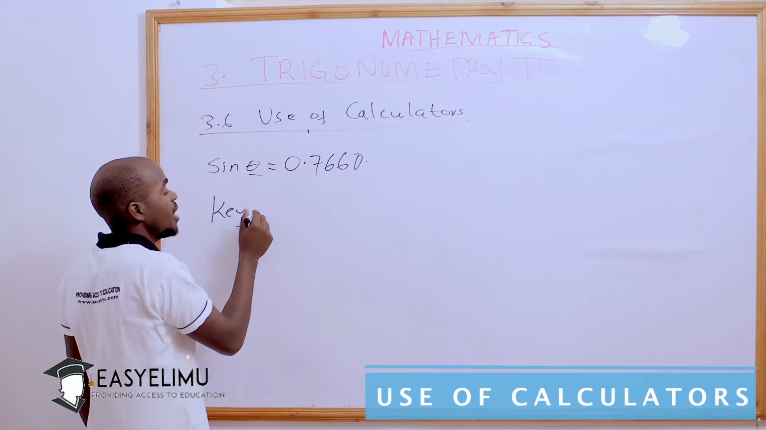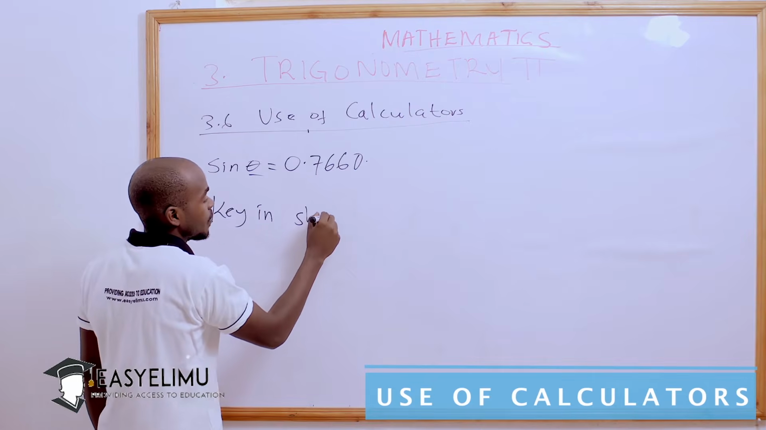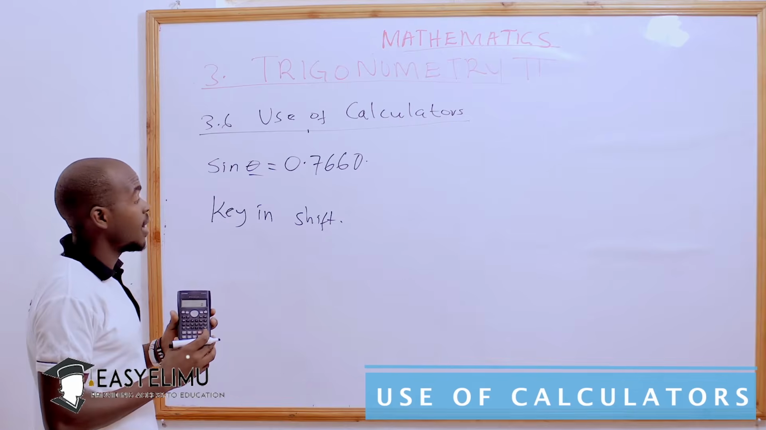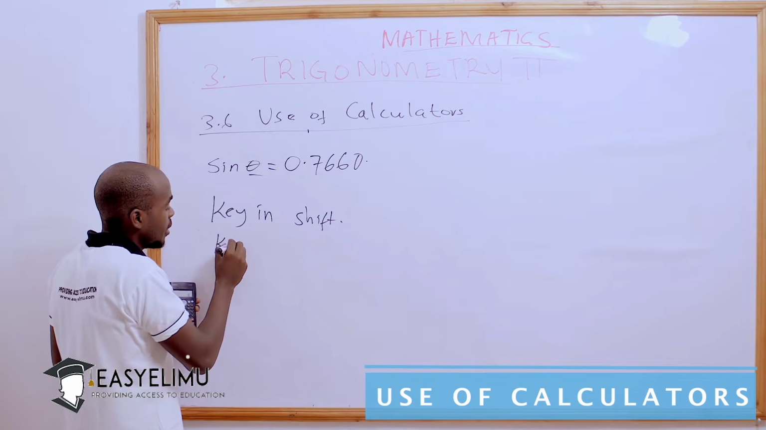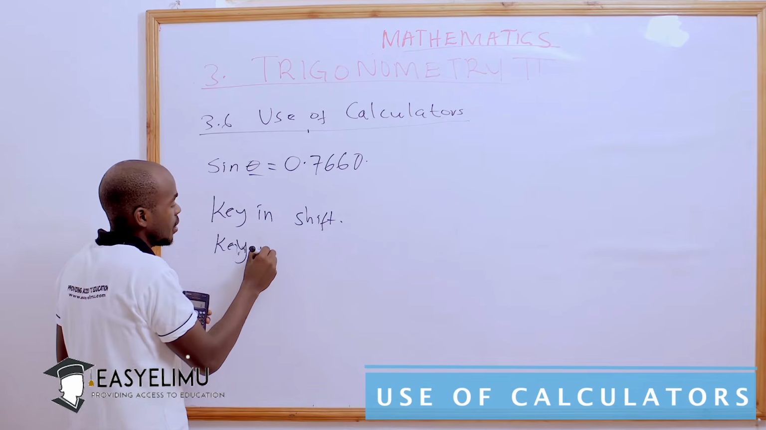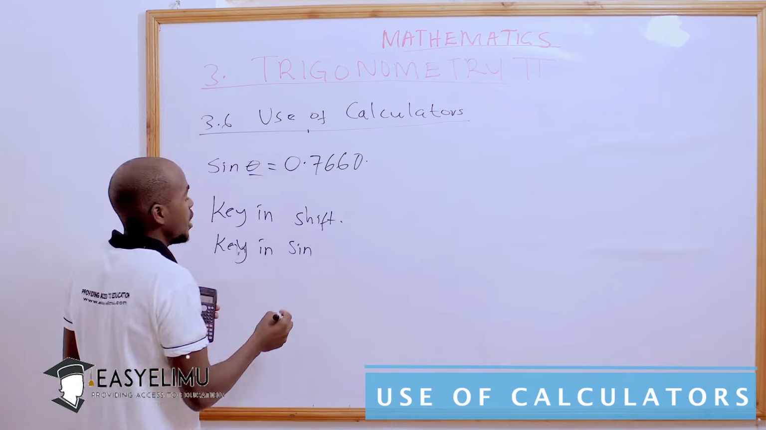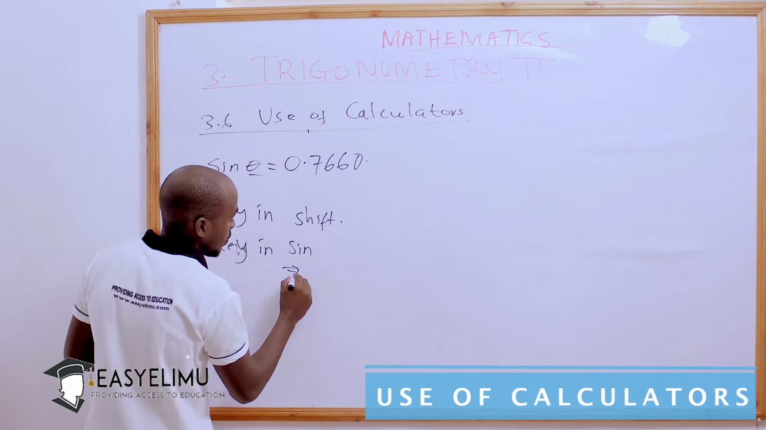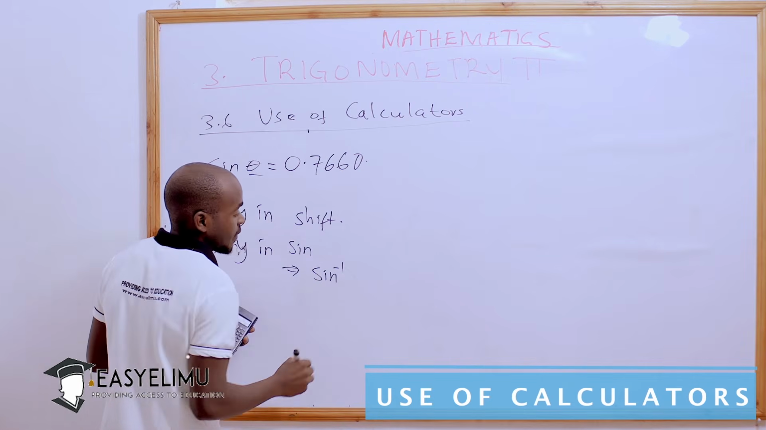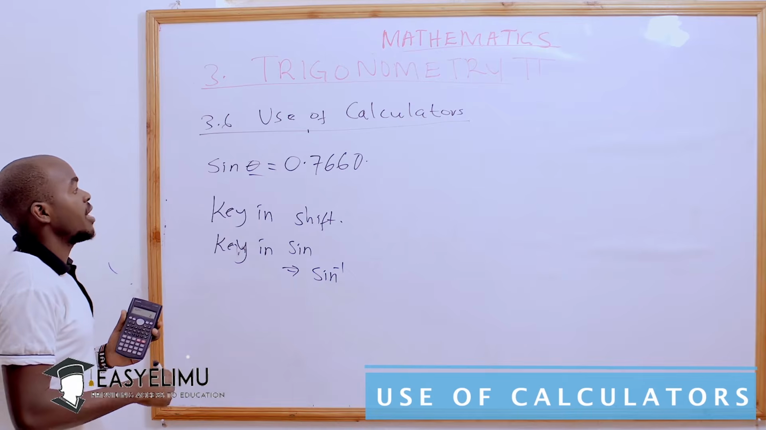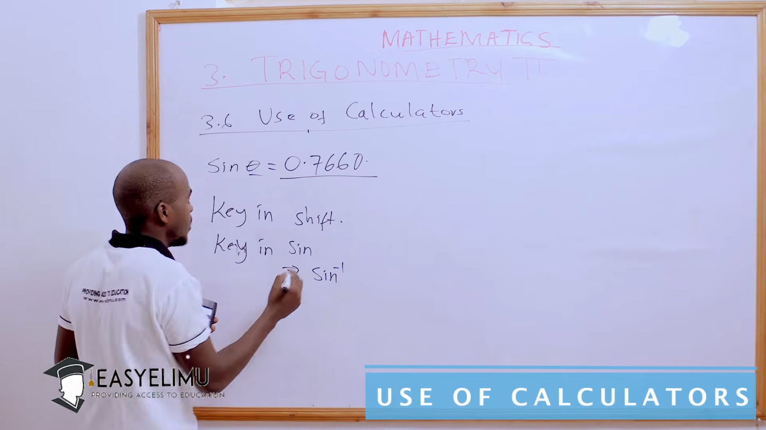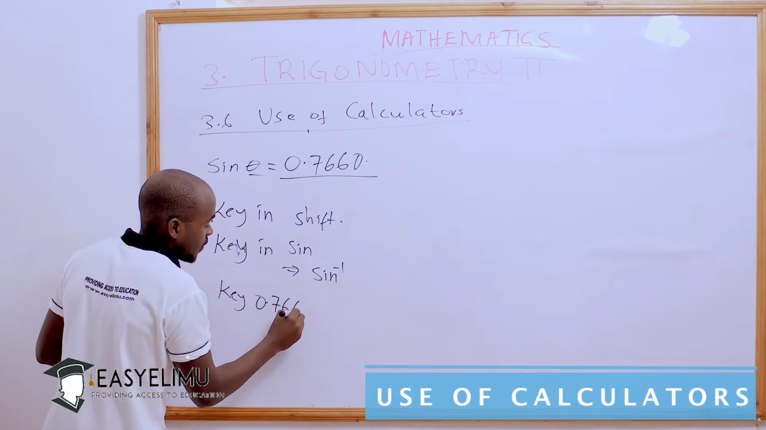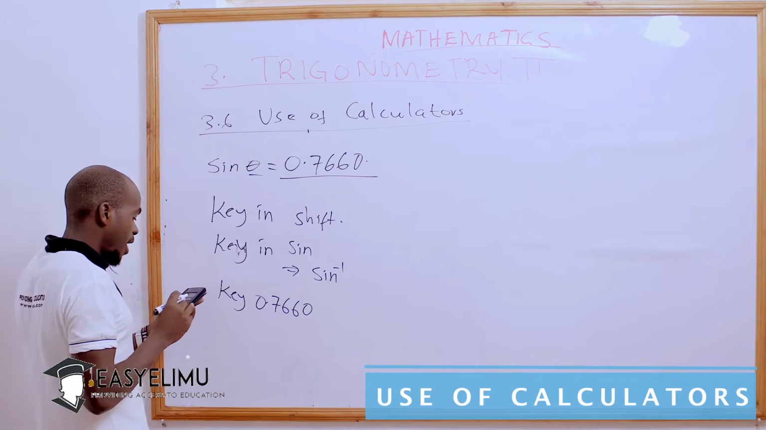What you do now, you will go to your calculator and instruct it as you want. For example, you will key in the shift key, which is located on top of the calculator in most calculators. Then key in the sine key, and you will find the calculator displays sine inverse. Then you key in 0.7660.